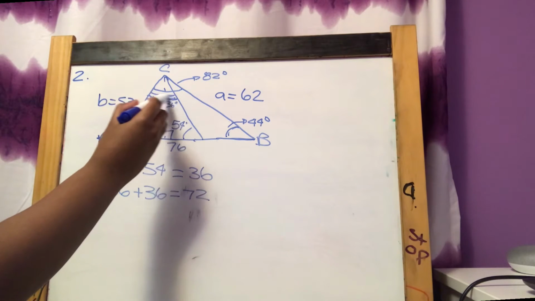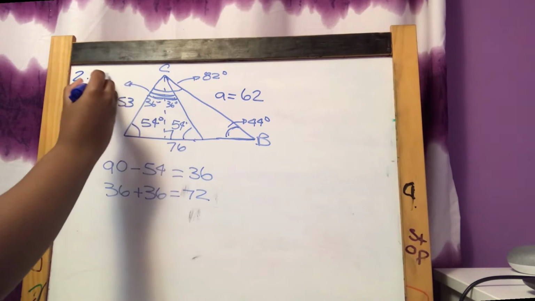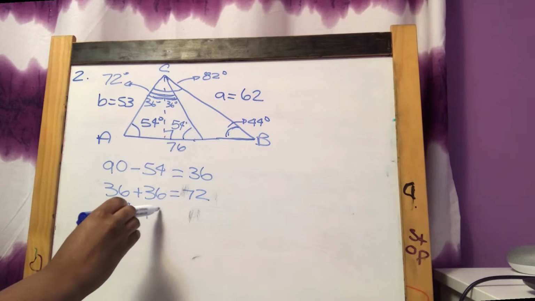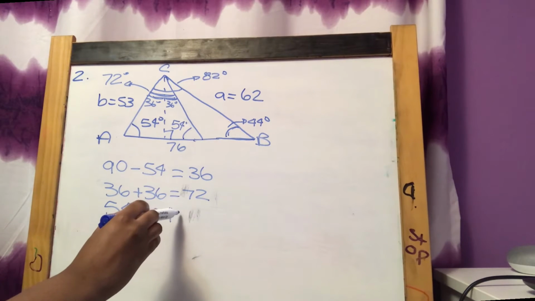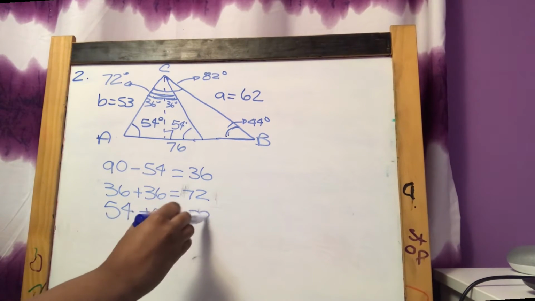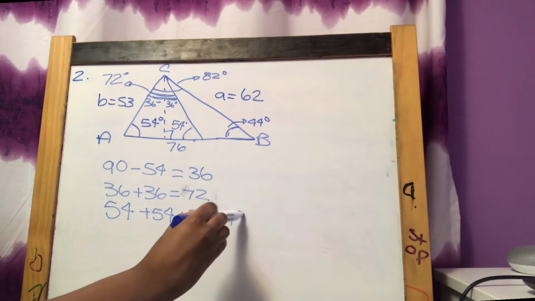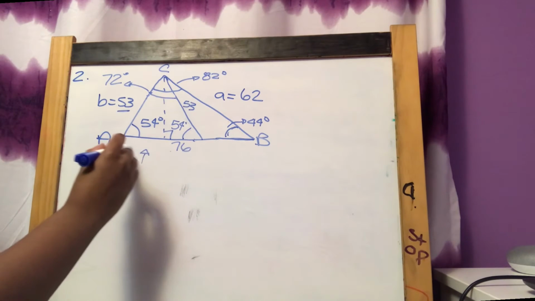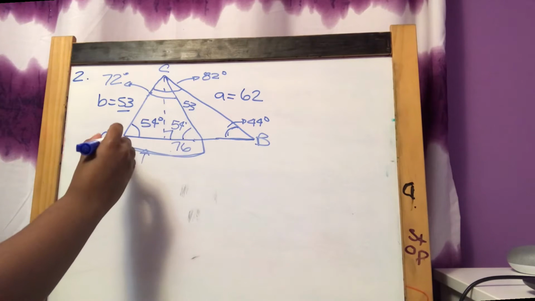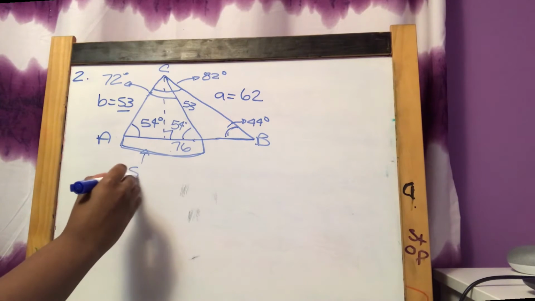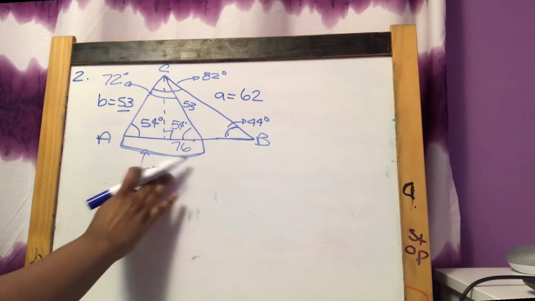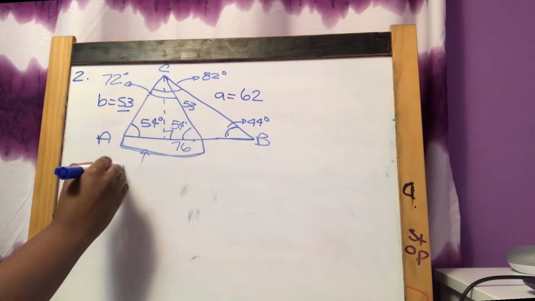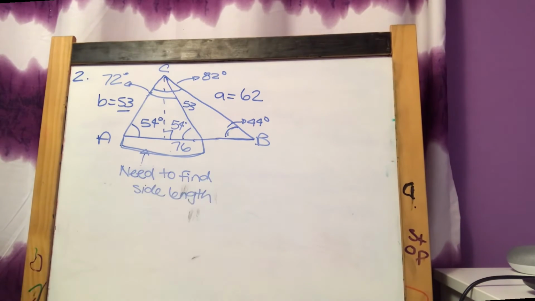So for angle C, that angle was 72. And just to verify my work, I added all of them together to see if they would equal 180, and they did. So that told me that I got all the right angles for that isosceles triangle. My next step is to find the bottom length of that isosceles triangle. So I'm going to use the two sides that I already have, as well as the angles that I have, to find the side length.